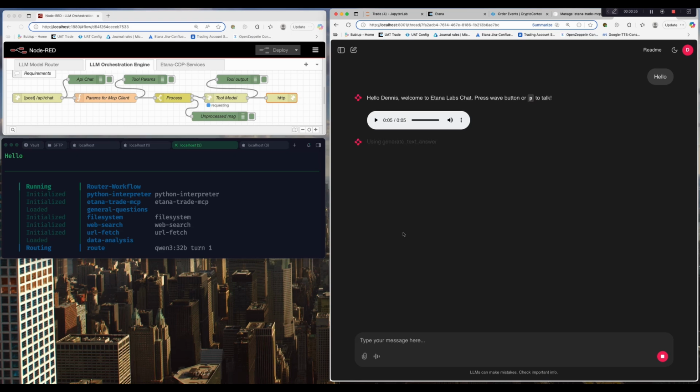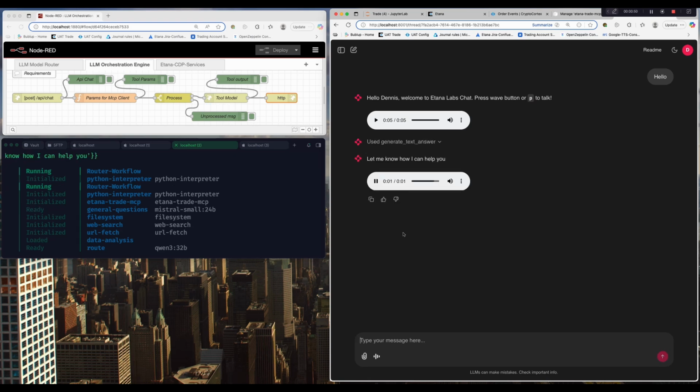Our AI agent uses text-to-speech and speech-to-text models to enrich the conversation and make it easier for you to communicate with our systems. Let me know how I can help you. Today we're going to communicate with our trading platform. So first off, I want to ask about my accounts. I want to see my balances.